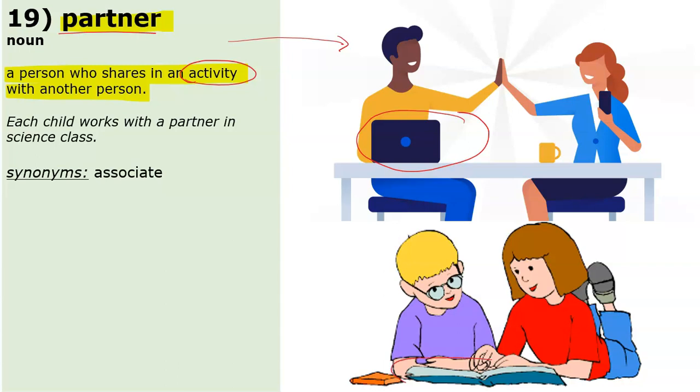Or the activity that these kids are doing is reading. They are reading together, so they are partners. The important thing is that they are doing something together. That's what makes them partners. Let's look at the example. Each child works with a partner in science class. Have you ever worked with a partner on something? What's the thing that you did together?